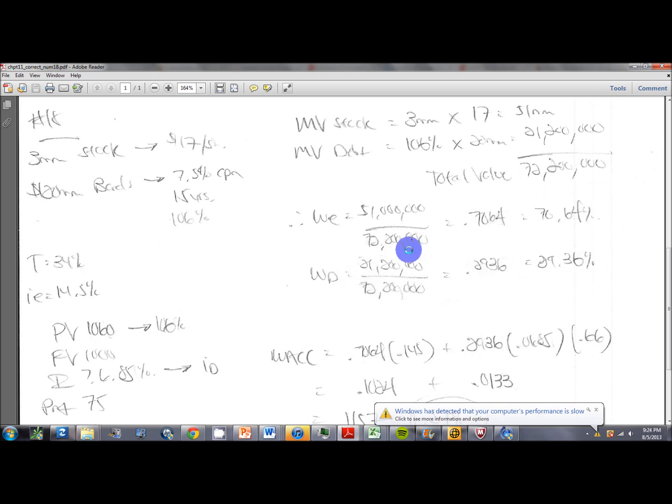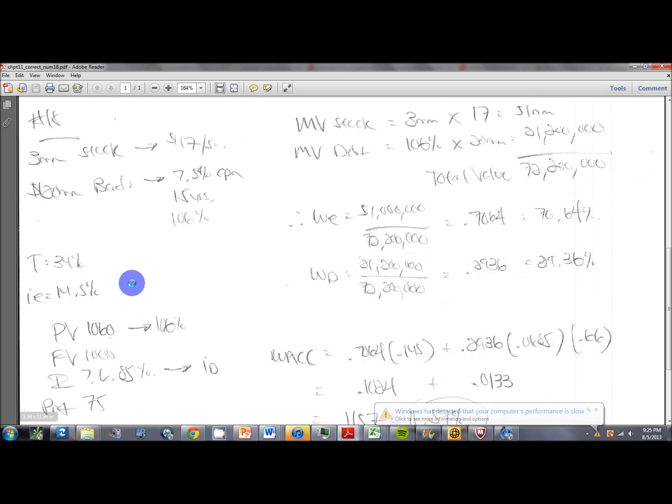Okay, so then we move on to our weights, W_E and W_D. I may have presented this as E over V and D over V. Sometimes I write them as weights, so you've got W subscript E and W subscript D. Sometimes I write them as E over V, D over V. You guys should be comfortable with that. That's really simple stuff, but I definitely want to make you aware that this is indeed E over V. So there's your E, there's your V. You get 70.64%. There's your D, there's your V. You get 29.36%. All right, so easy enough.